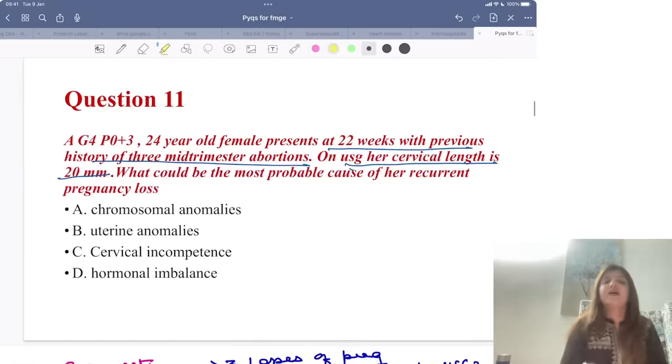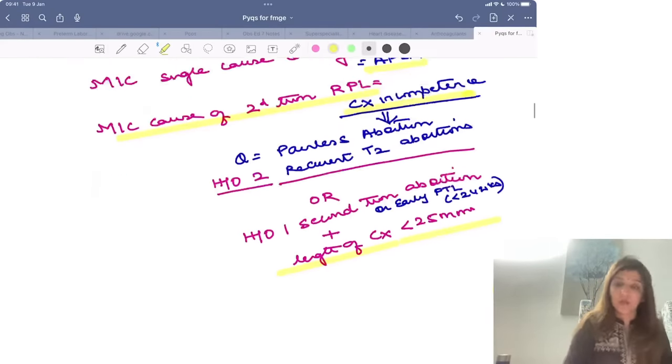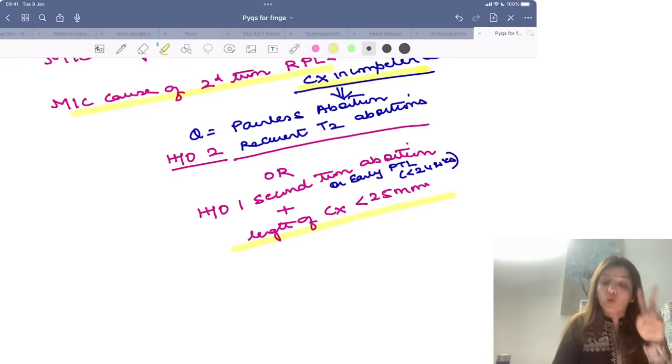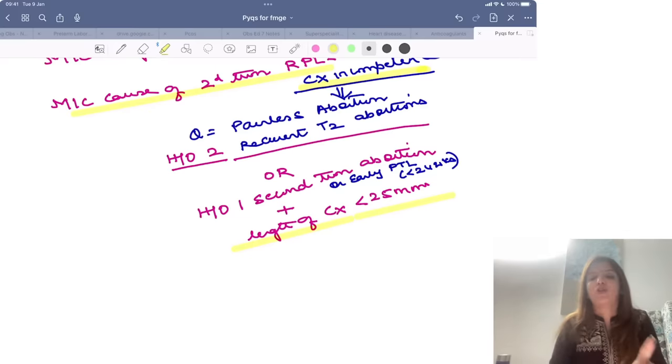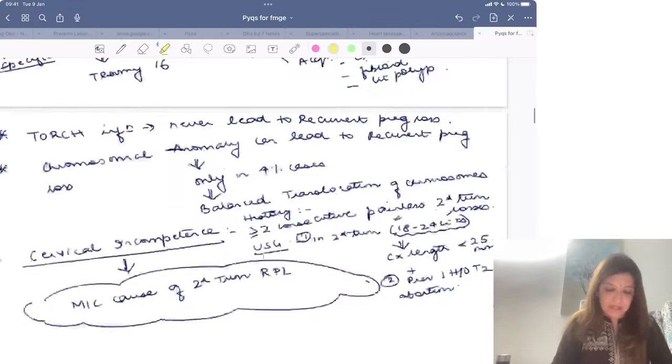So this over here is a clear cut case of cervical incompetence, because there is history of 3 second trimester abortions and there is cervical length is 20 millimeters. Please remember, diagnosis ke liye ya to 2 second trimester abortions hone chahiye. 2 second trimester abortions hai, to it is sure cut case of, clear cut case of cervical incompetence. Or 1 second trimester abortion plus length of the cervix less than 25 millimeters.